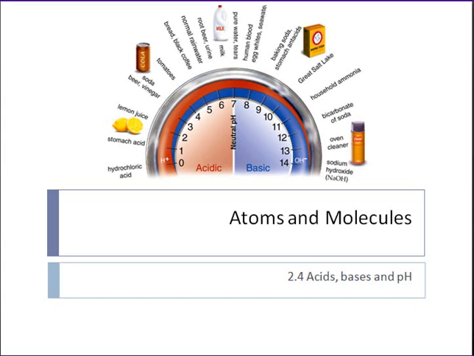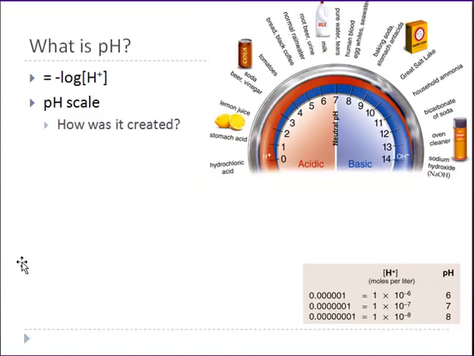Last part of our lecture on atoms and molecules is talking about acids, bases, and the pH scale. Okay, so let's talk first about what exactly pH is.